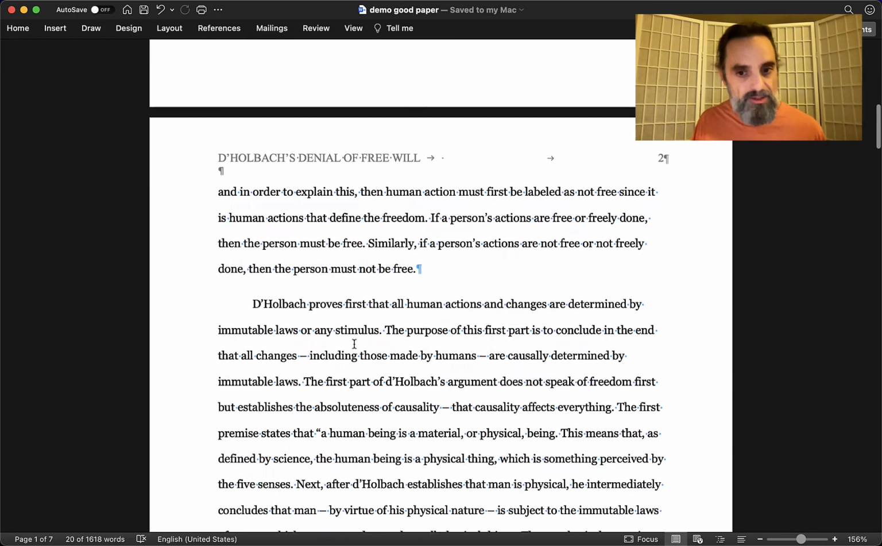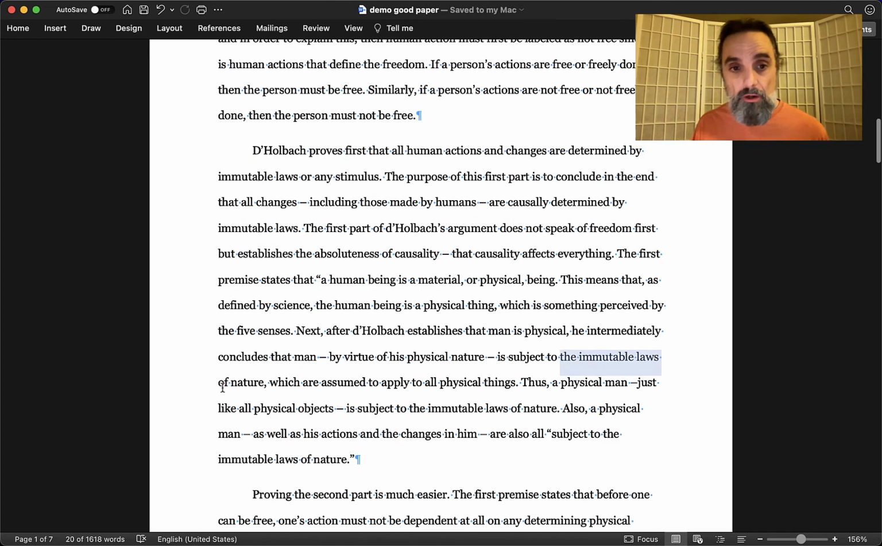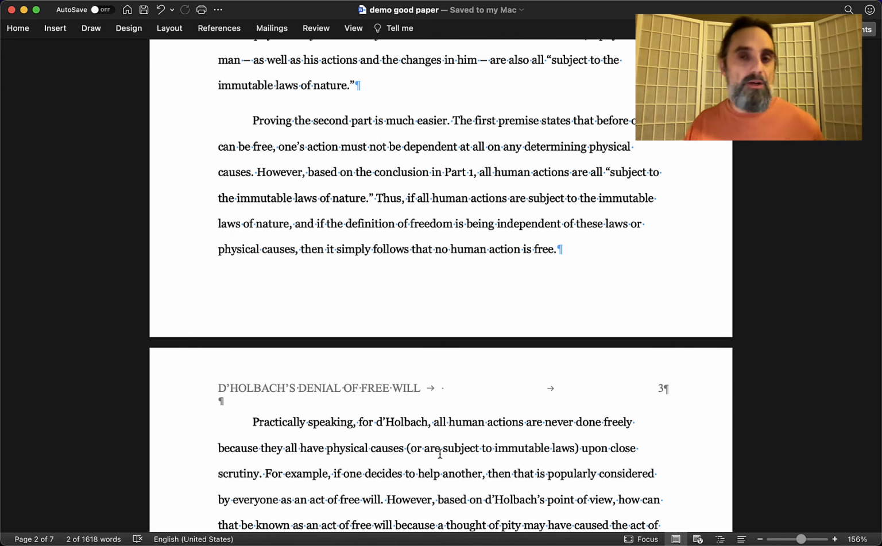There are some problems, as I said. That thing about immutability, what is an immutable law of nature, that's important and is not explained. But in general, it's a good paper. If you want to see what a paper that has good organization looks like, this is one to look at. Good writing, this is one to look at. In another video, we'll see what a paper that doesn't have that looks like.